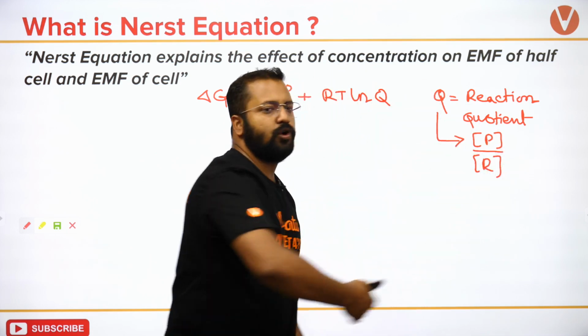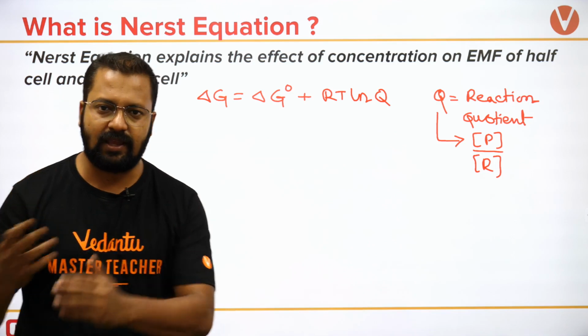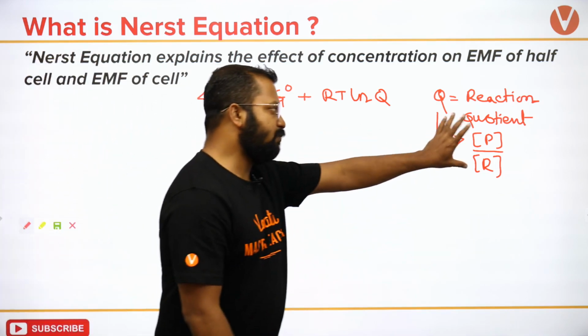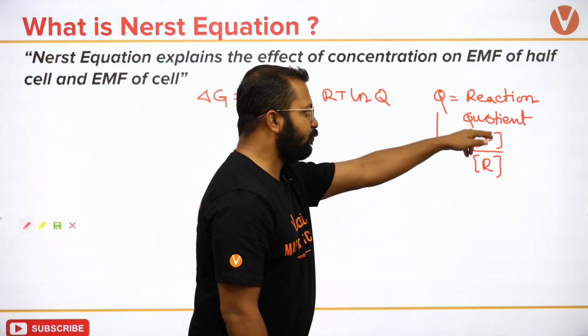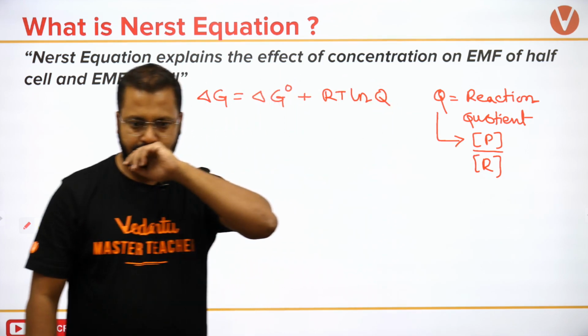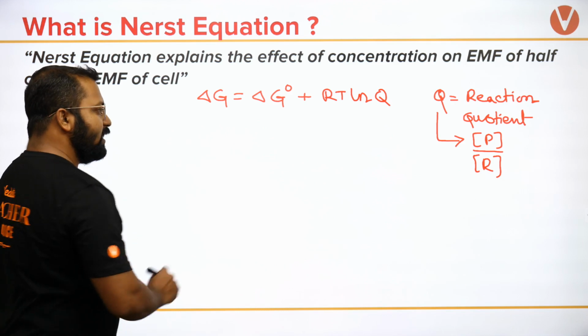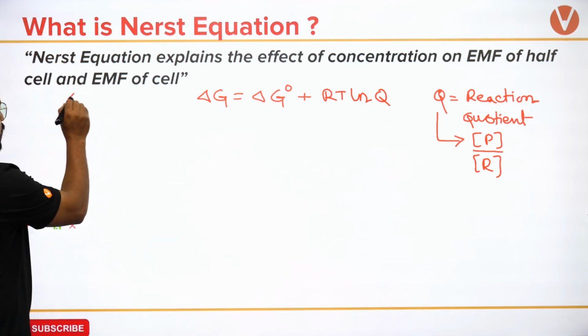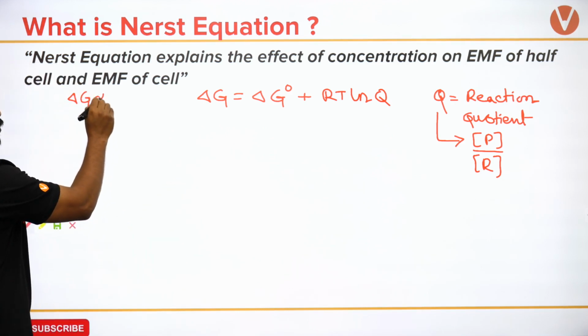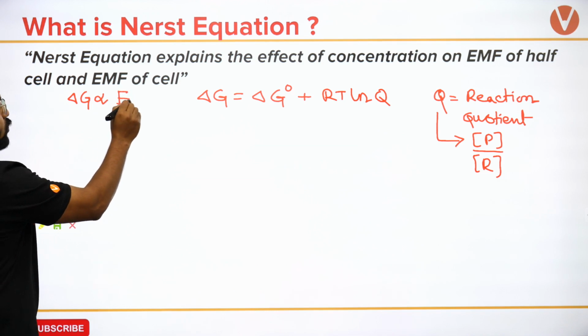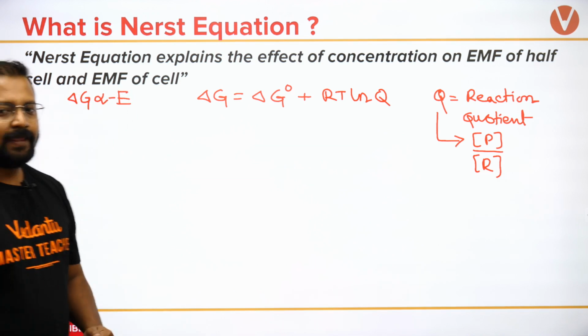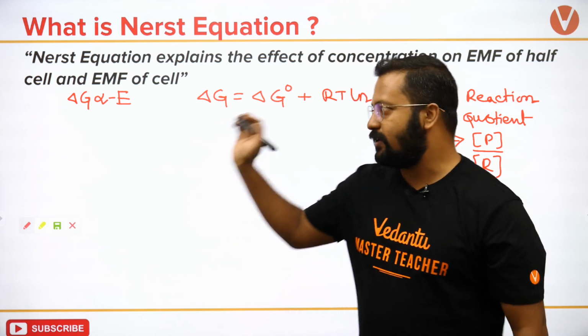Whatever be the number of products, whatever be the number of reactants, that is immaterial, but this is nothing but the constant ratio of product and reactant concentration. Now there is another equation that you should keep in mind. I had earlier told you that delta G is proportional to minus E.